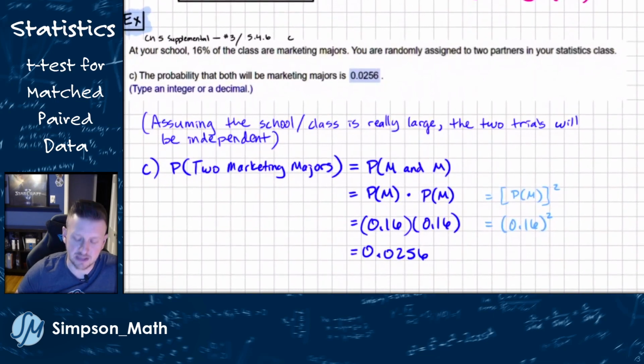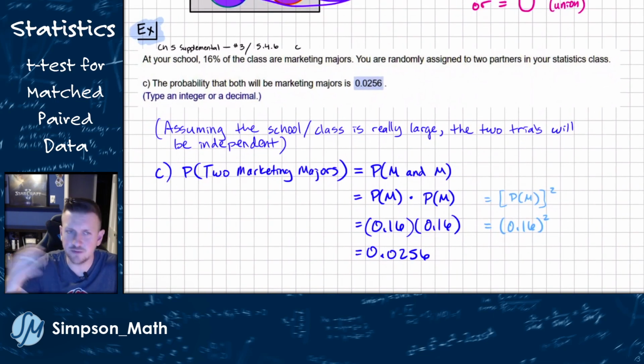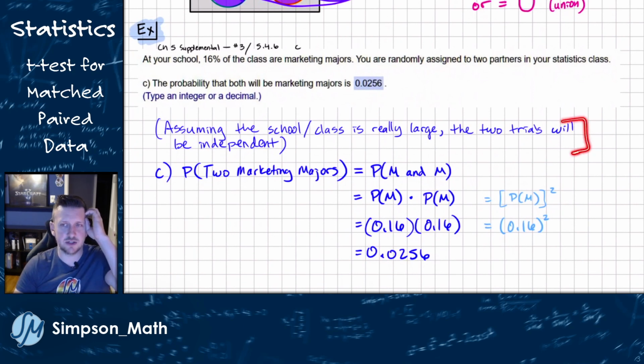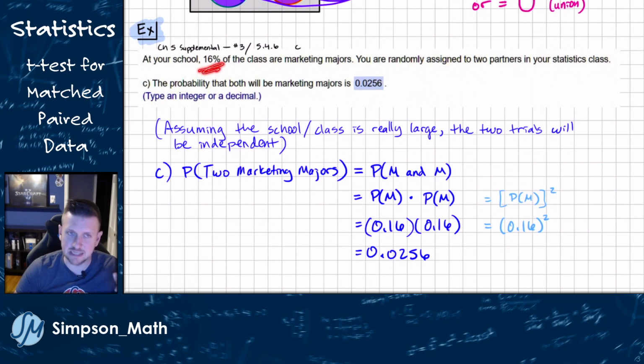All right, so here's an example for this one. Again, 16% of the class are marketing majors. I have this caveat here that it's a really, really big class. So we're going to be treating these two trials as independent, meaning when I select a marketing major, or if I don't select a marketing major, it's not going to significantly increase or decrease the probability of getting another marketing major. So it just remains at 16%. I wish I had added that clarity, but it's trying to be simple for this question.